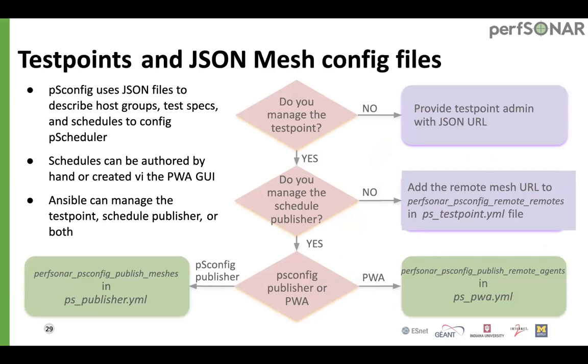If you have a test point and you want it to follow along with one of the JSON mesh schedules, it's going to be a similar operation where you say, do you manage the test point? No, you don't. So if you don't, then you have to contact that test point administrator and tell them, hey, I want your test point to participate in this mesh. Here's the URL. And that's the old-fashioned out-of-band management way. Now, if you don't manage the schedule publisher, but you do manage the test point, you can go into the PS Testpoint YAML file and add the URL of the schedule that you want manually there. It's a static URL. You go ahead and you add it.